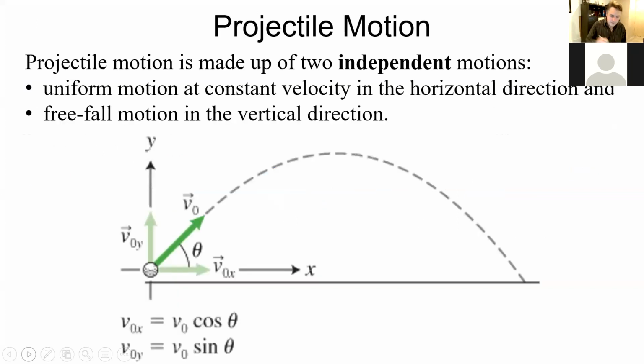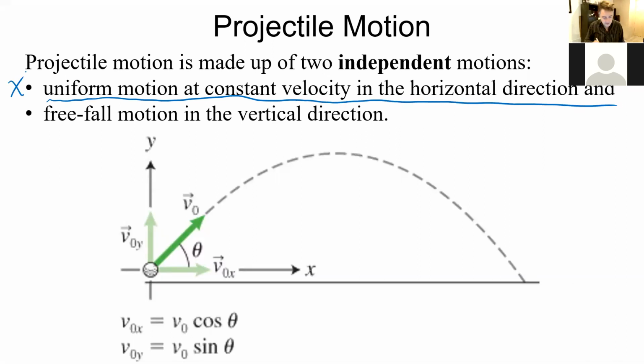So the whole point here is that projectile motion is made up of two independent motions. It's uniform motion at a constant velocity in the horizontal direction, this is your x. And it's free fall motion in the vertical direction for your y. And what you do with your equations is set up everything in the x components, set up everything in the y components, and the common shared variable between them in this case is time.